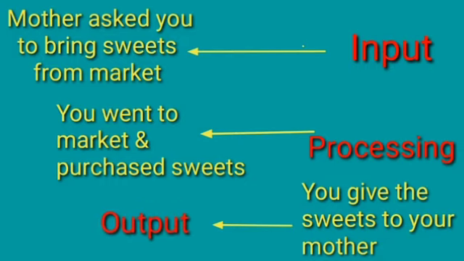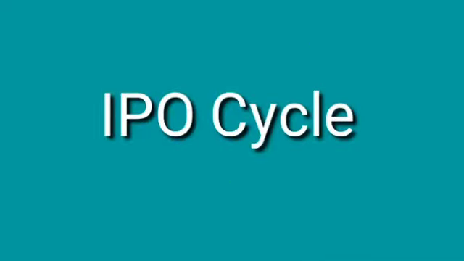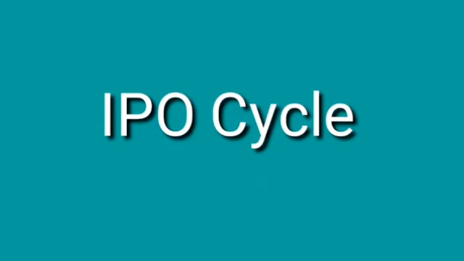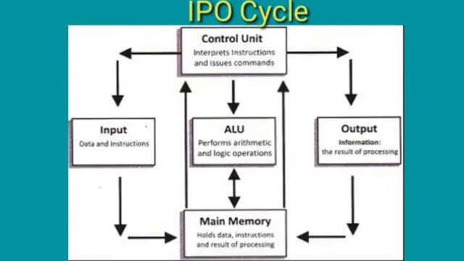Now, how computer processes it, let us see with the help of the diagram. IPO cycle stands for input process output cycle. You can see in the diagram that the input unit is the first unit where the data and instructions are given by the user to the computer with the help of different input devices, which can be keyboard, mouse, scanner. And then the instruction goes to the control unit, which is responsible for issuing the commands to the ALU. ALU stands for arithmetical logical unit.